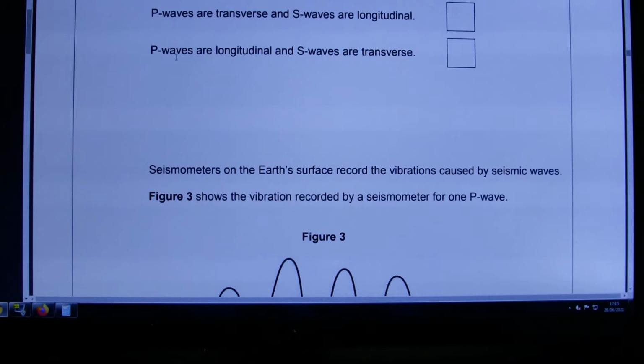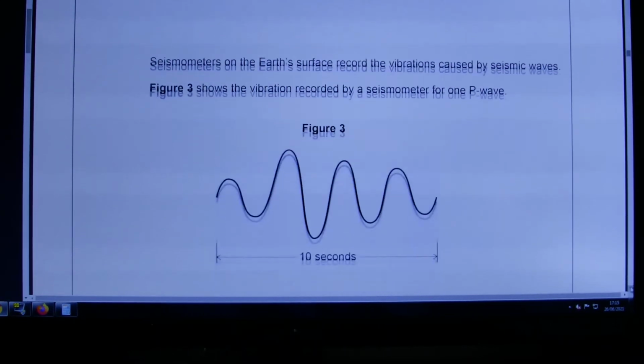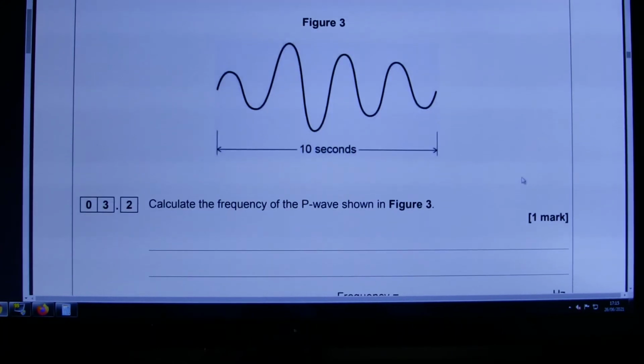P waves are effectively sound travelling through rock. S waves are what you get if you hold one end of a stretched out slinky and wave it side to side. Seismometers on the Earth's surface record the vibrations caused by seismic waves. Here we go, one P wave, bong. Calculate the frequency of the P wave shown in figure 3.